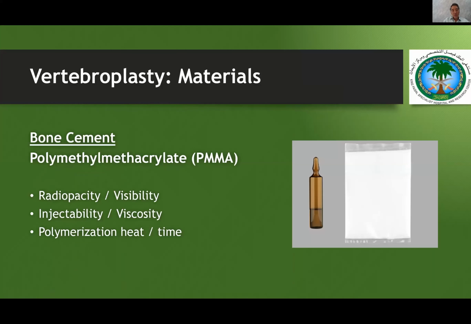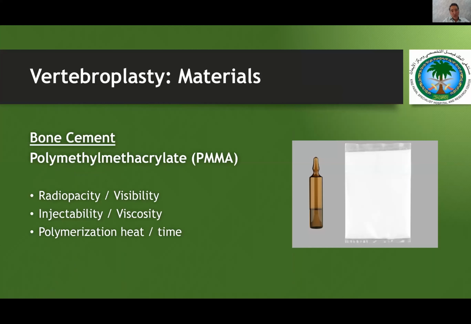Now, selecting your PMMA cement is crucial again. It's very important that you know what cement you are using: its viscosity. You don't want it to be so viscous that you cannot inject, and you don't want it to be so low that you have more leak. You have to know the polymerization heat of your cement. It's very important. Each company has different specifications, so it's very important to know that.